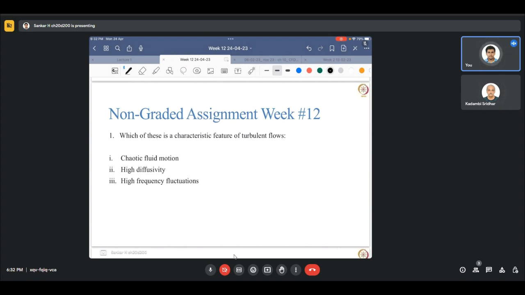For a developed flow, we see that ∂ū/∂x, in this case, if it is 0, it's a developed flow. If it's not equal to 0, it's a developing flow.